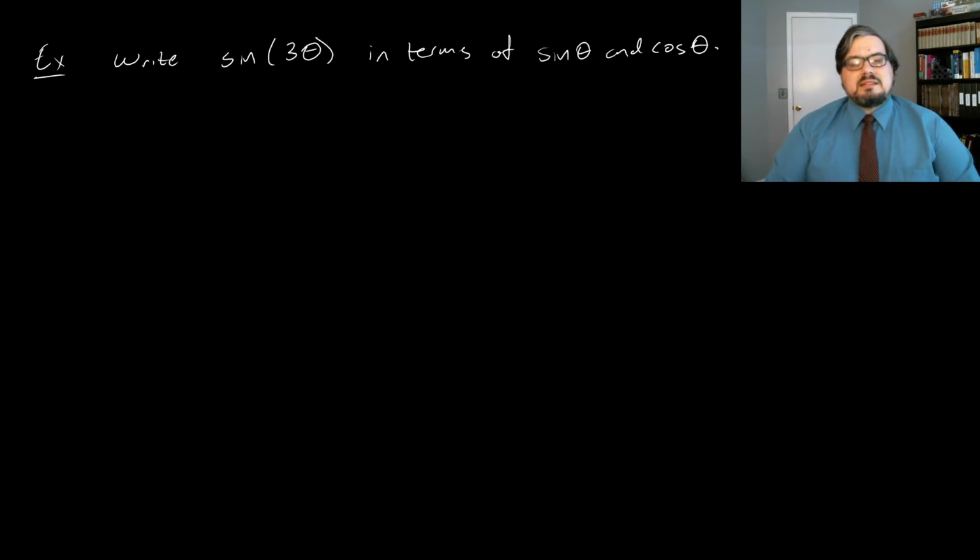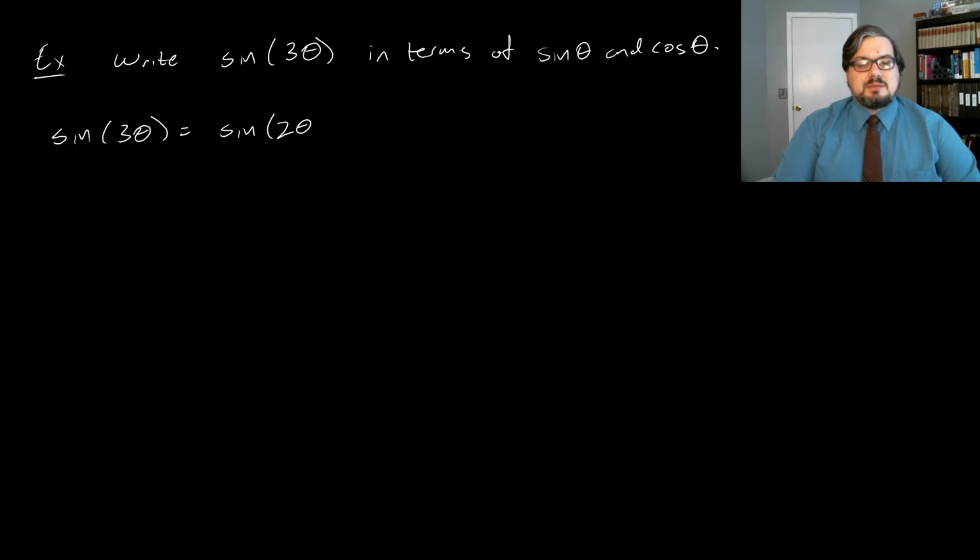Now, this, we can't use the double angle formula immediately on this. We have to use just the ordinary sum formulas. But we have that sine 3 theta is equal to sine of 2 theta plus theta, because 3 theta is just 2 theta plus theta.